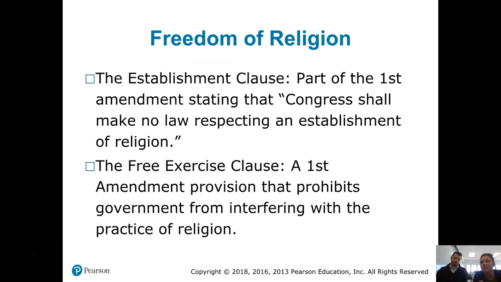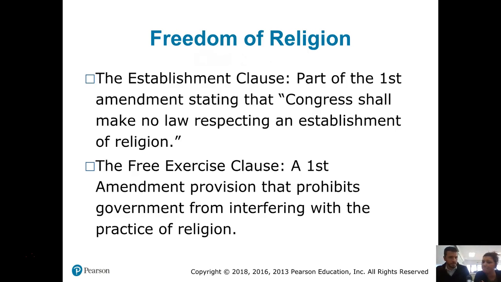So Congress cannot take any action or make any laws that would be seen as favoring a particular religion over another one. An example of this is, in general, federal funding doesn't go to private religious schools, because if federal funds helped fund a religious school, it would be seen as Congress favoring one religion over another. The second clause is the Free Exercise Clause, and it basically says that Congress cannot interfere with you freely practicing your religion.